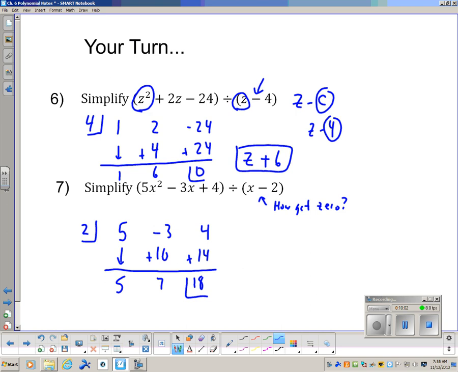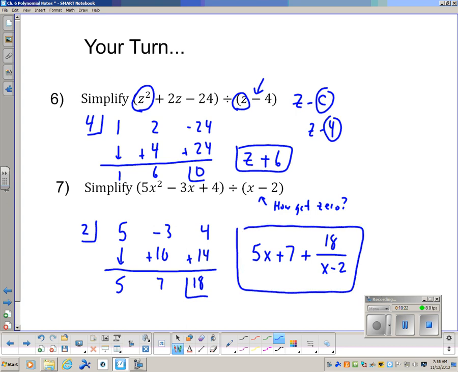So now that we have that, we're going to drop down a power, so it becomes not 5x squared, but becomes 5x, and then plus 7, and then plus our remainder over what we're dividing by, which is x minus 2. So hopefully that helps those of you who are having a hard time with long division to be able to do some of these, but here's our final answer.